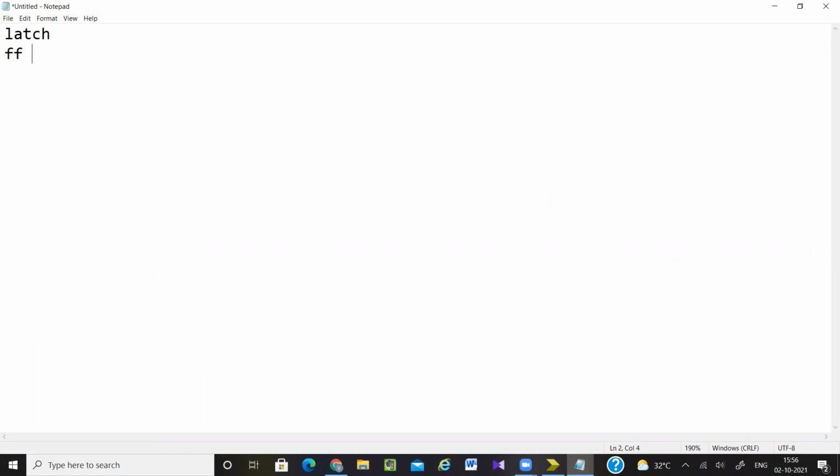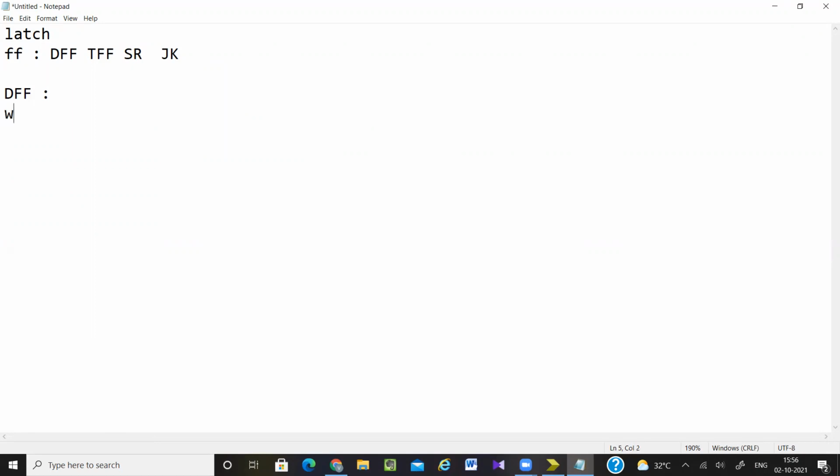As we know, there are four types of flip-flop: D flip-flop, T flip-flop, SR flip-flop, and JK flip-flop. We will start from D flip-flop. While designing a sequential circuit, we use behavioral modeling style. In behavioral modeling style, we have to describe the behavior of the circuit. So what is the behavior of D flip-flop?